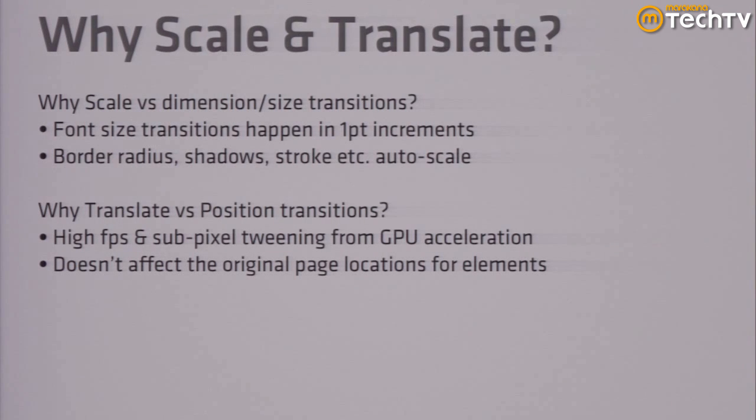It's kind of odd. The other thing is that things like border radiuses, shadows, strokes will auto-scale when you scale using a transform rather than scale using positions. If you scale using sizes and you've got a 2-pixel border, the border will stay 2 pixels. Everything else will blow up. If you use a scale, the border will actually stay proportionally the same as the block content.